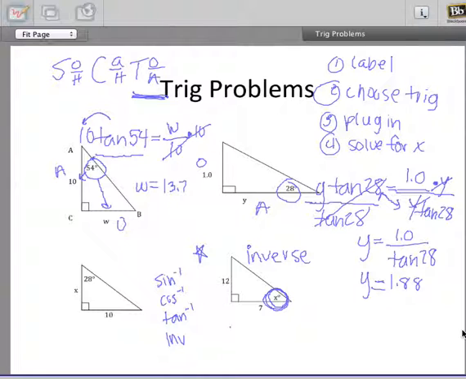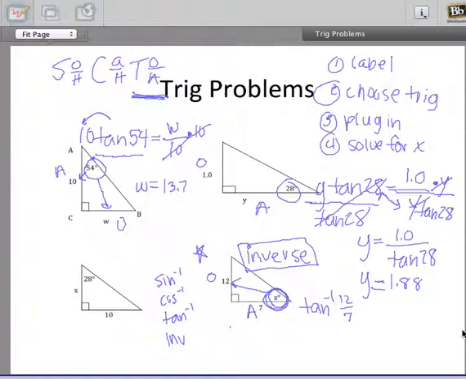So notice here the problem is different because I'm looking for this angle. So we label our sides. The 12 is opposite. The 7 is adjacent. So again, we're using tangent. I'm sorry I didn't find some other trig problems besides tangent. But we're going to use tangent inverse. Whenever you're looking for an angle, you have to use the inverse trig function. So tan inverse of opposite over adjacent.